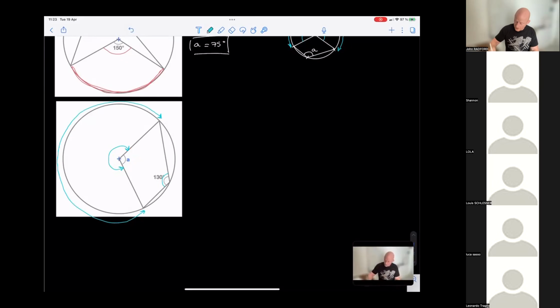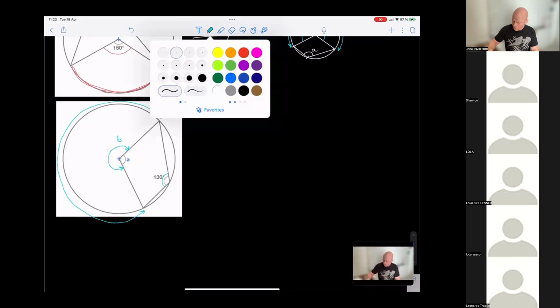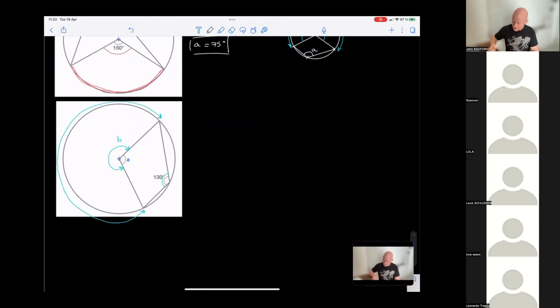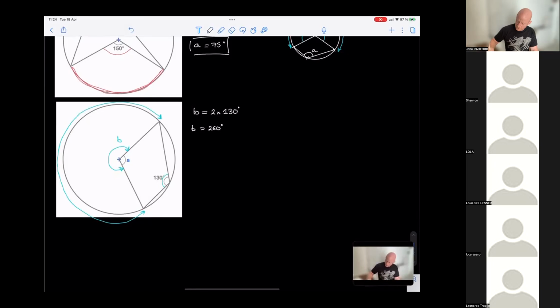So if I go ahead and call that angle at the center B, okay, then what the angle at the center theorem allows us to state is that this angle B has to be 2 times bigger than the angle at the circumference. In other words, I can go ahead and write that B has to be equal to 2 times 130. That's 130 degrees. B is therefore equal to 260 degrees.